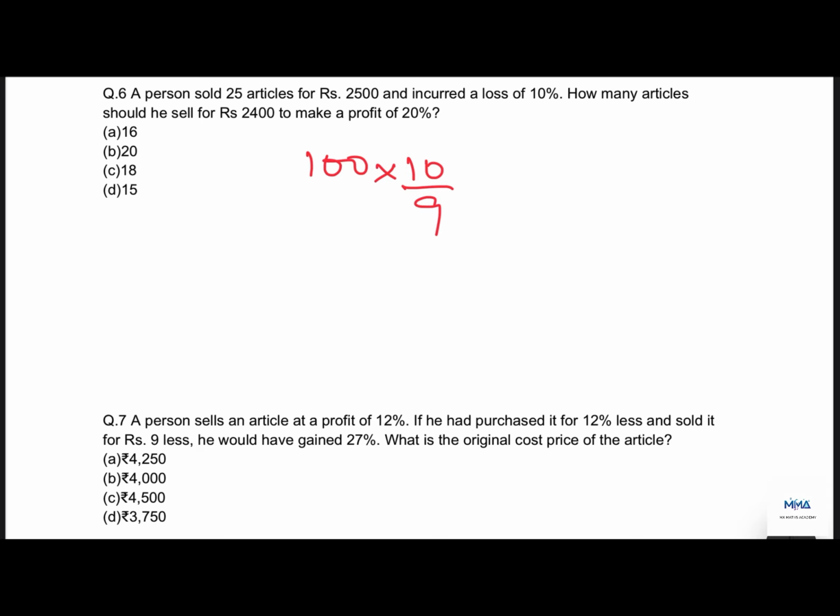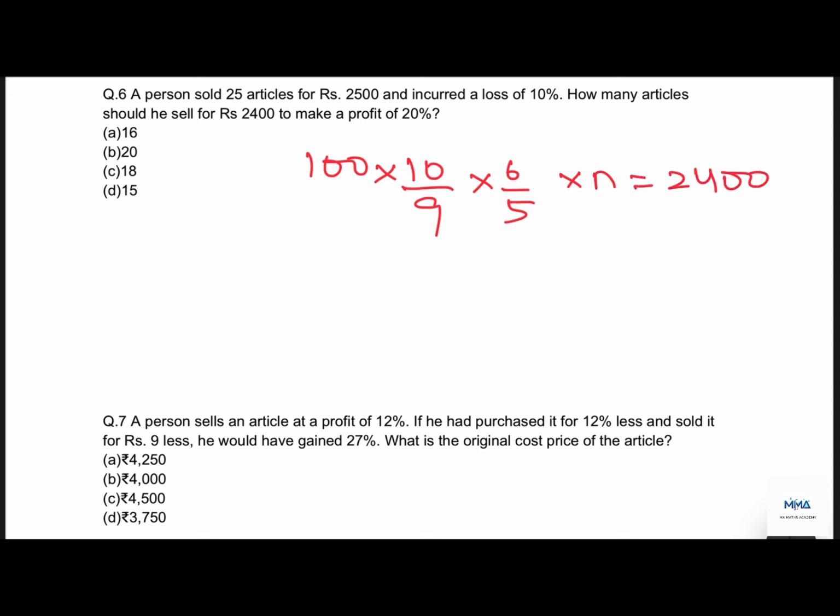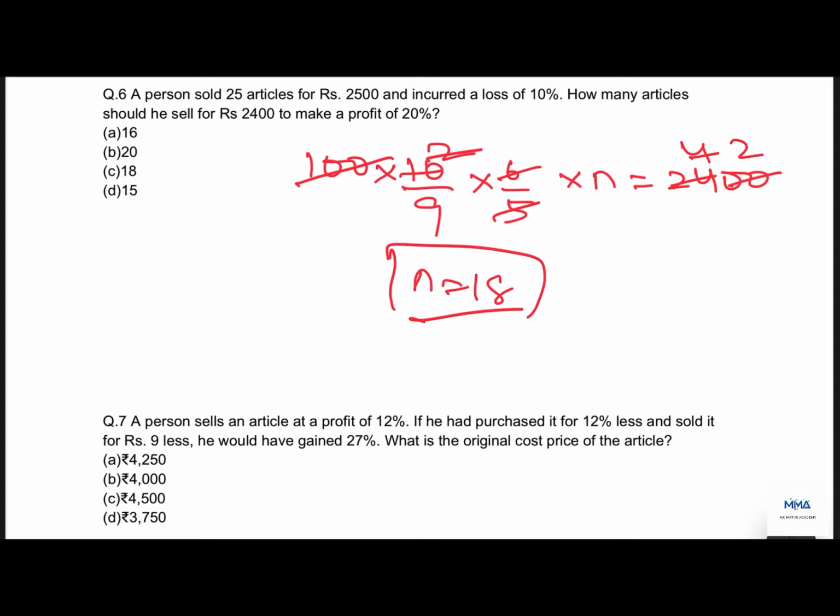So the question is, how many articles should you be selling for 2400 to make a profit of 20%? Since the required SP should be 20% above the CP, and 20% is 1 by 5, 6 by 5 is going to be the SP of a single article. We have to find the number of articles, and this is equal to 2400. You cancel this. 6 4s are 24, 5 2s are 10, and the answer is 18.